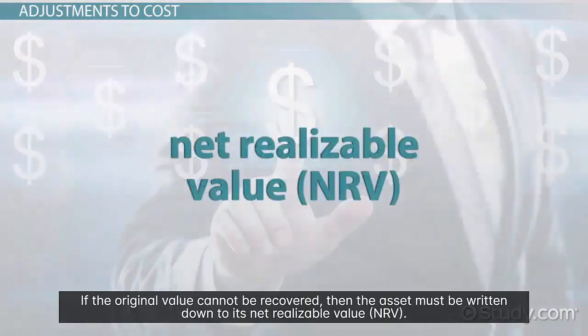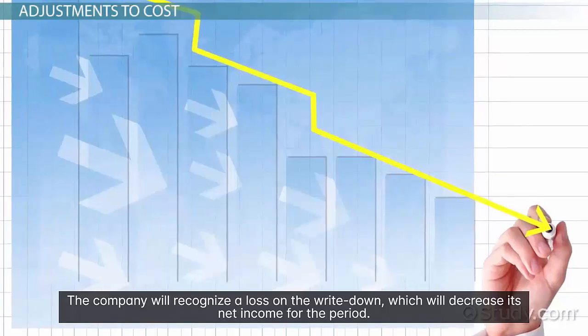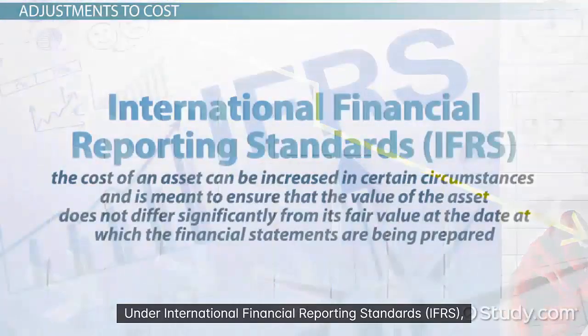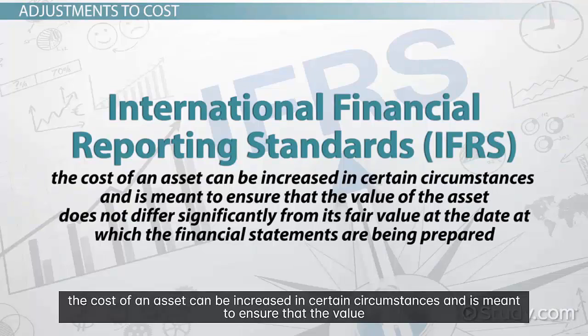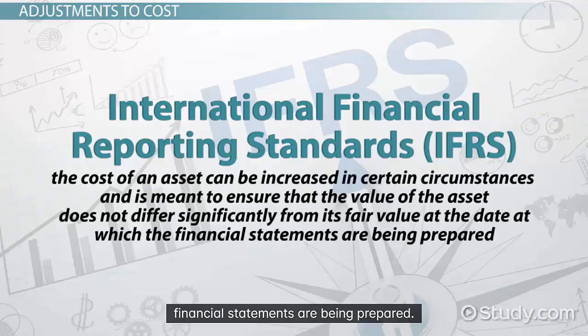If the original value cannot be recovered, then the asset must be written down to its net realizable value, or NRV. The company will recognize a loss on the write-down, which will decrease its net income for the period. Under International Financial Reporting Standards, or IFRS, the cost of an asset can be increased in certain circumstances and is meant to ensure that the value of the asset does not differ significantly from its fair value at the date at which the financial statements are being prepared.